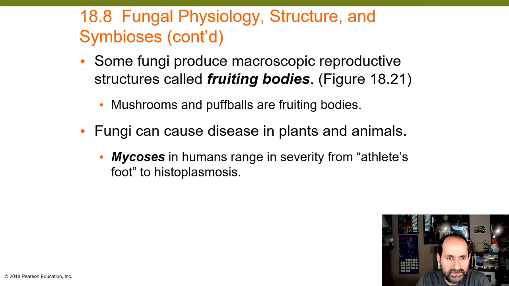Some fungi produce macroscopic reproductive structures called fruiting bodies. If you've ever looked at a mushroom or puffball, the fruiting body is what you see. That's the macroscopic reproductive structure of the fungi.